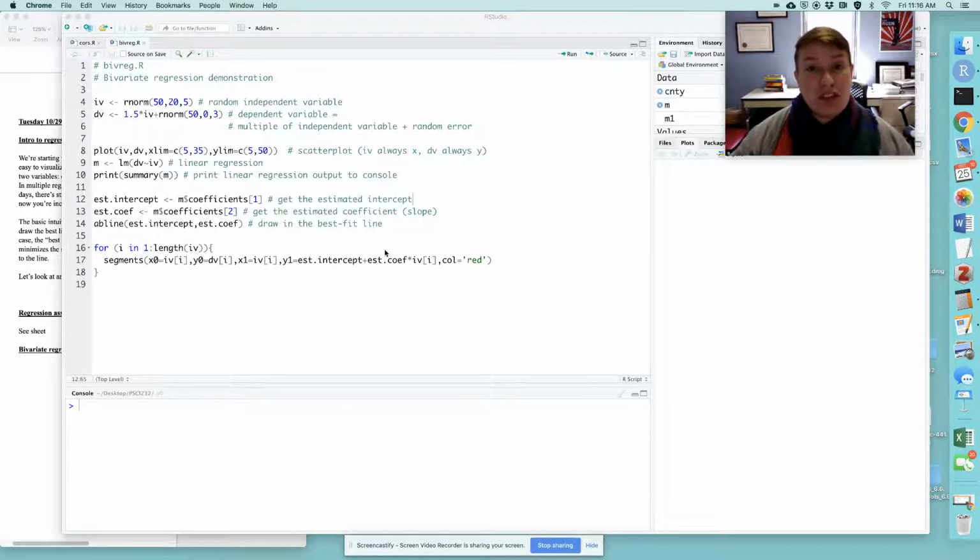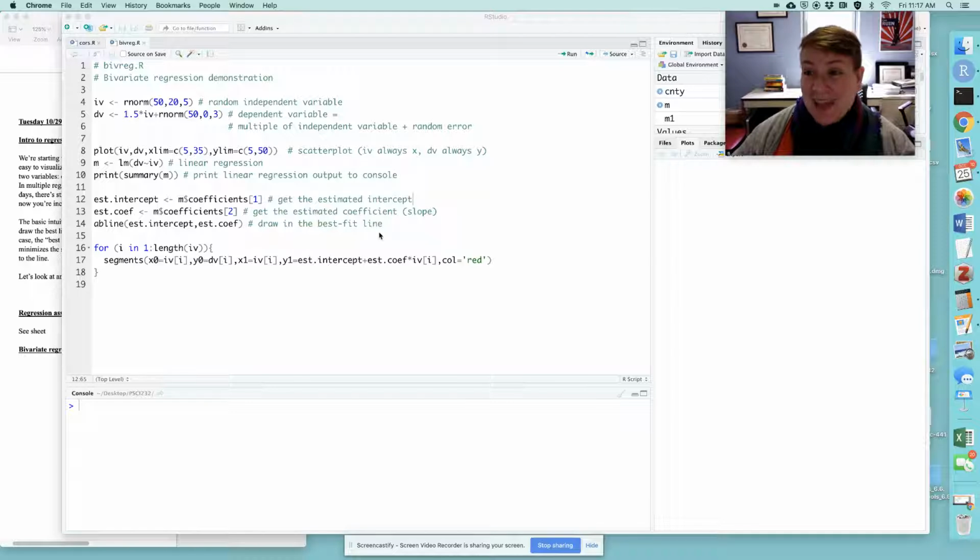So let me first talk through what's in here. I've got a short preamble. It says bivreg.r, bivariate regression demonstration. I then create a random independent variable. So IV, independent variable, is normally distributed, there are 50 observations, the mean is 20, and the standard deviation is 5.